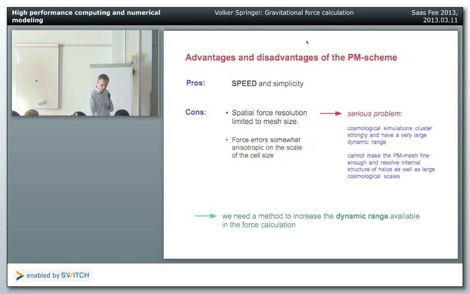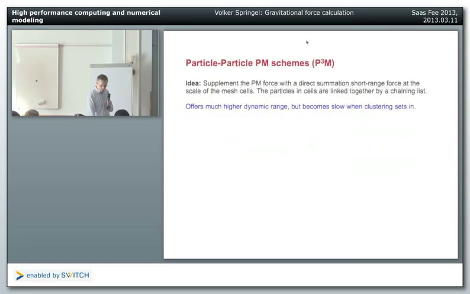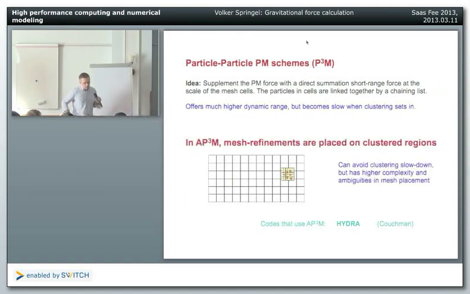It's still used in the field though sometimes. So somehow we want to increase the dynamic range. And the widely used technique for this, that is also a relatively old one, is the so-called particle-particle-particle mesh scheme. And here the idea is essentially that we would like to supplement the particle mesh force, which is limited to the scale of the mesh, with a direct summation short-range force at the scale of the mesh cells. And then you can maybe hope to get a much higher dynamic range.